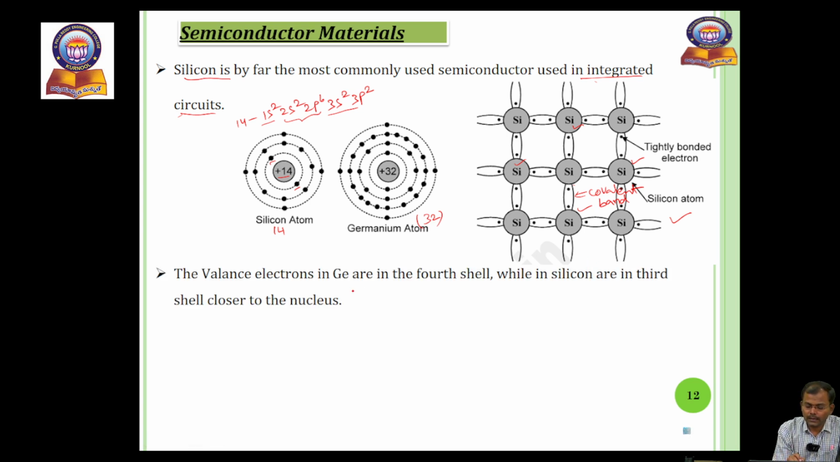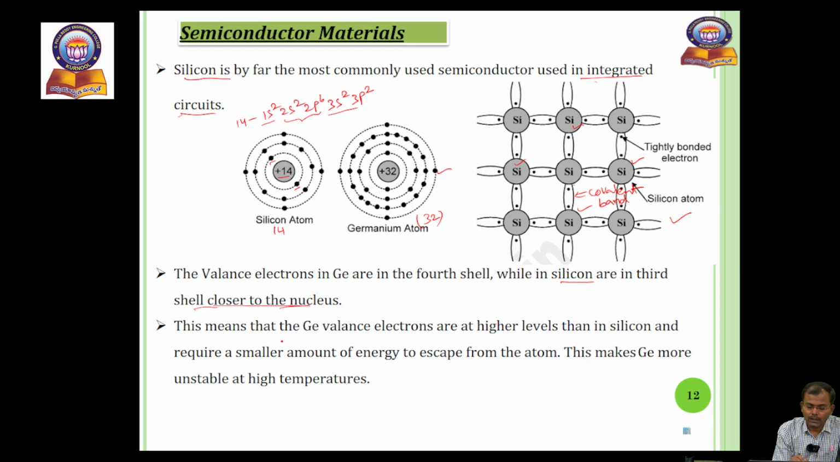The valency electrons in germanium are in the fourth shell, that is, the fourth orbit. But for silicon, they are in the third shell, closer to the nucleus. So this means that germanium valency electrons are at higher energy levels than silicon. The fourth orbit has higher energy levels compared with the third orbit, and it requires a small amount of energy to escape from the atom. This makes germanium more unstable at high temperatures.